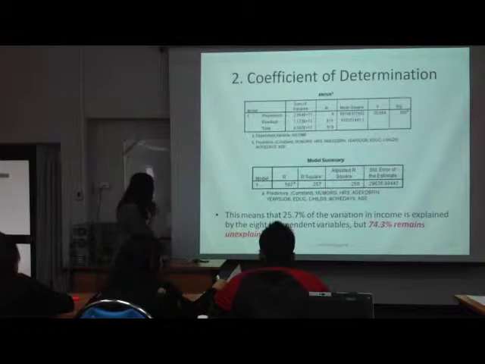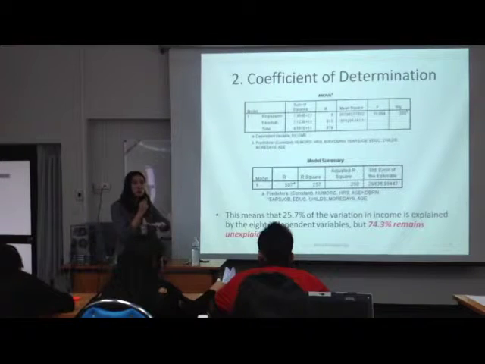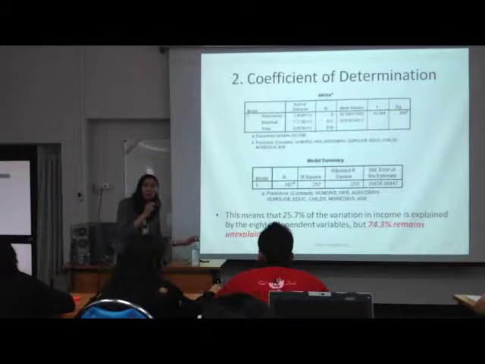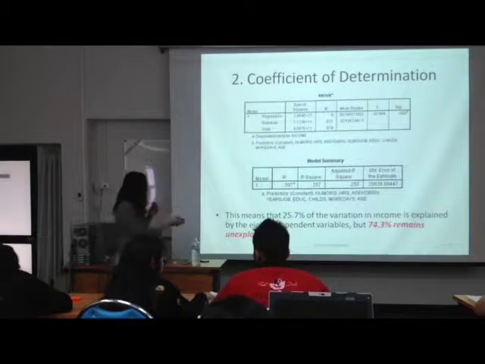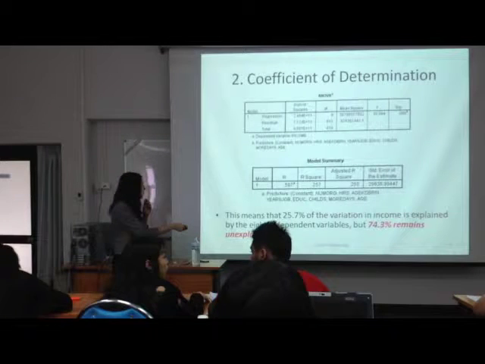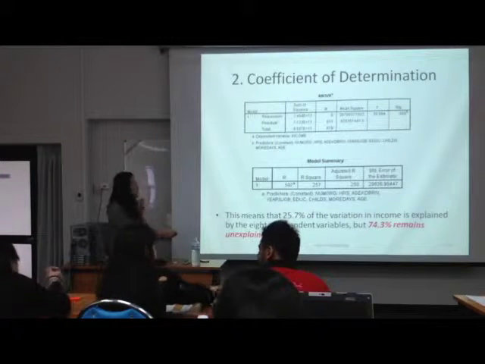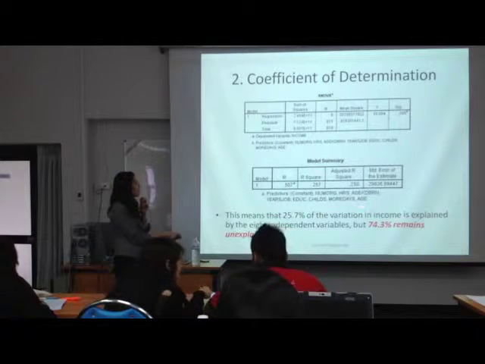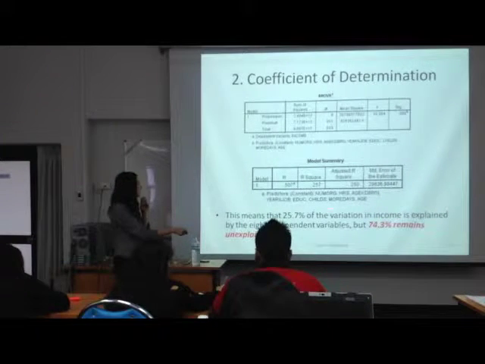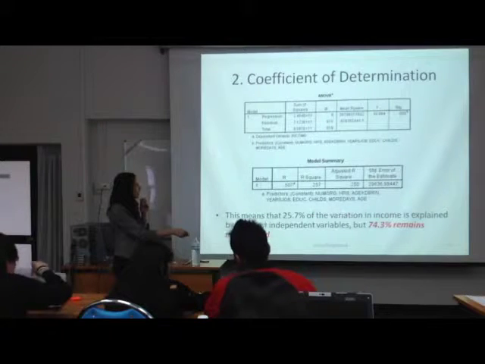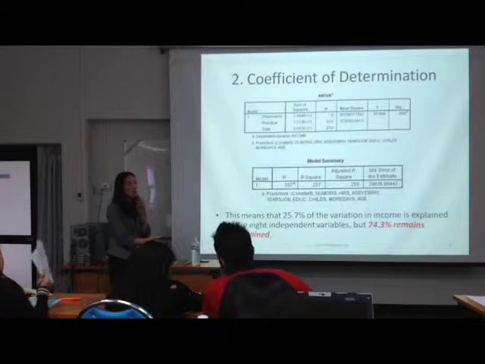So how do we interpret the R square? R square can range from 0 to 1, and the closer it is to 1, the better. The higher, the better. So here we have R square equal to 0.257. We can interpret that 25.7% of the variation in income, which is the Y variable, is explained by the 8 independent variables.